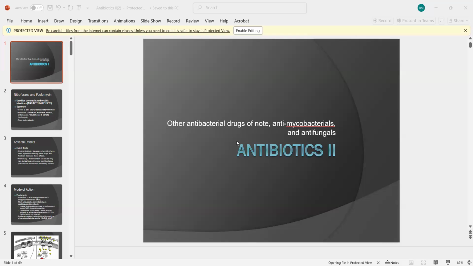Rifabutin is used for the Mycobacterium avium complex sorts of mycobacteria. Next is isoniazid. This is active only against Mycobacterium tuberculosis or Mycobacterium bovis. This drug inhibits the synthesis of mycolic acids.